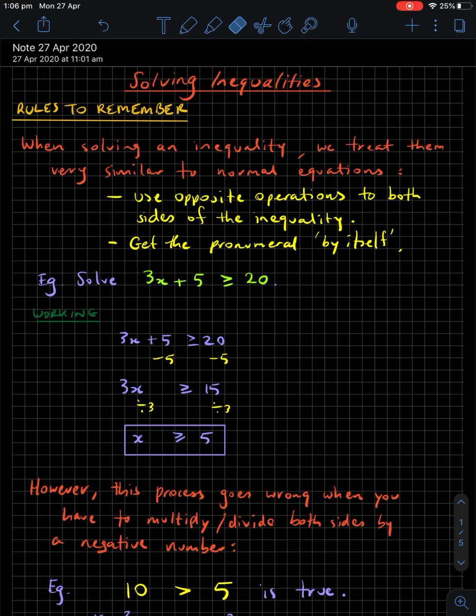Hi guys, so for today's lesson we're going to be dealing with solving inequalities. So pretty much an inequality is when you've got a number sentence and you're dealing with a sign like less than or greater than or equal. So when we're dealing with these sorts of signs.